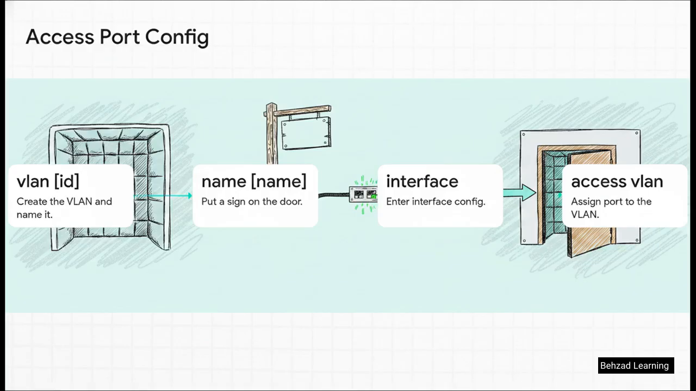Let's look at how you methodically build an access port. For steps 1 and 2, you create the VLAN and give it a name. You're essentially building the soundproof room and hanging a sign on the door. Then, in step 3, you enter the specific interface configuration. And step 4, the switchport access VLAN command, is where you actually assign that specific door to the room you just built. It's clean, it's logical, and it's highly effective.